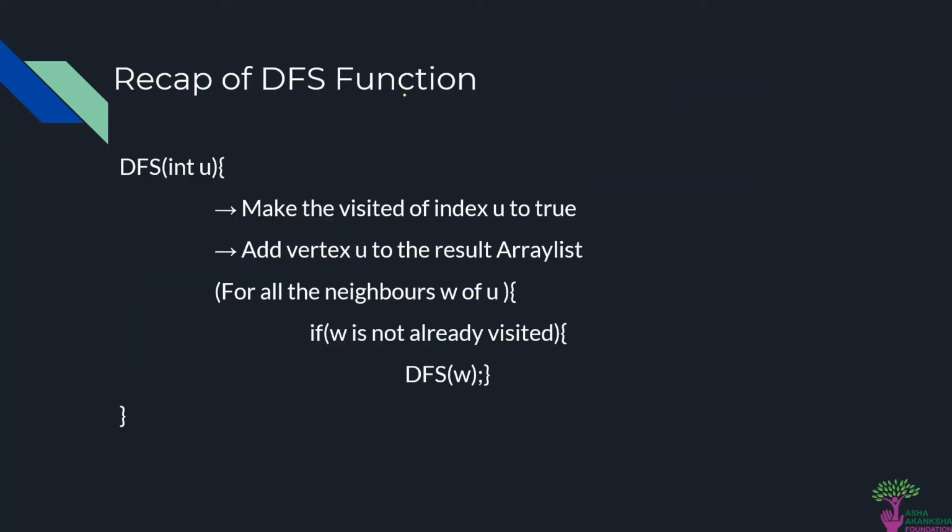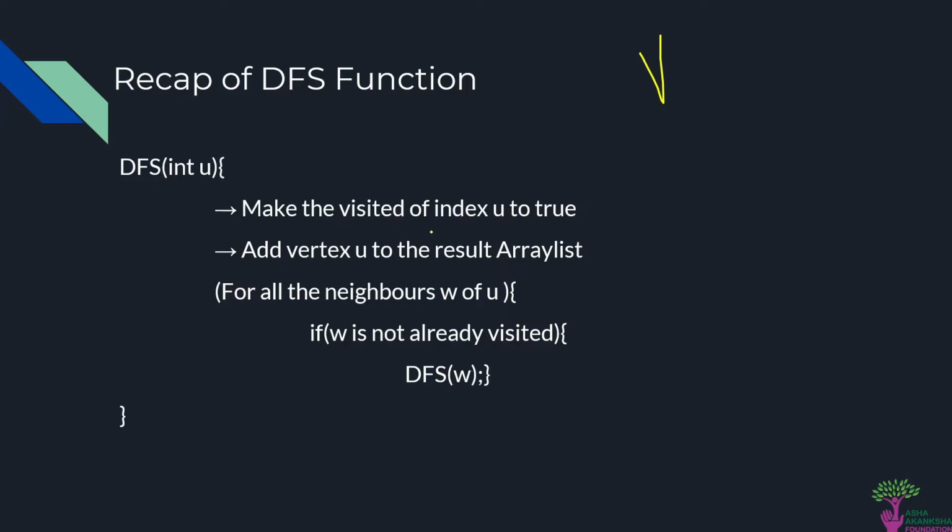So let's recap the DFS function. For a DFS to run, I have created two variables: a visited array, which was a boolean array to assure the property that no node is visited twice, and another was an array list which stores the result.